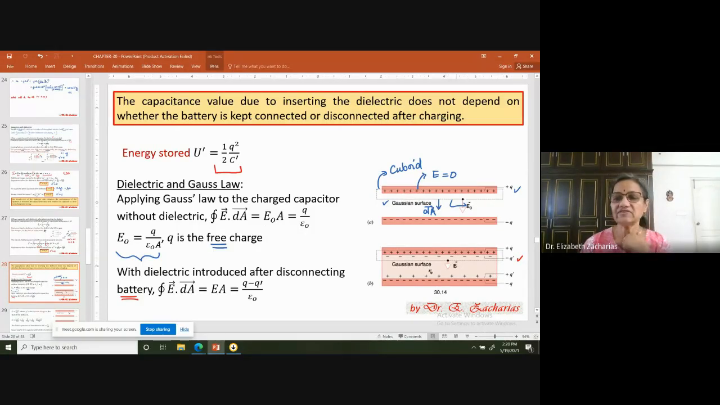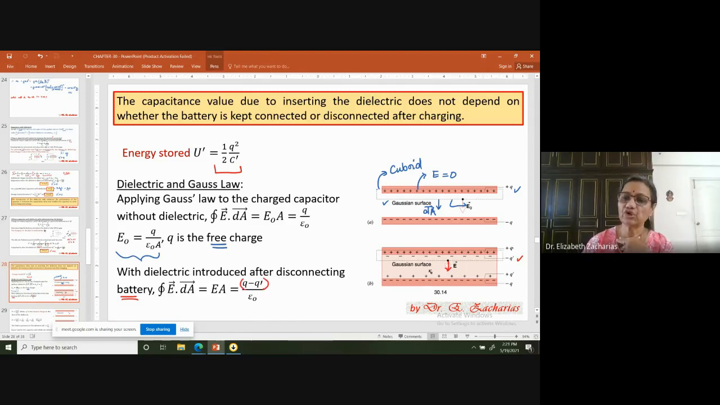Okay, now as a result, what will happen is there will be a polarization field from negative plate to the positive plate. Applied field is from positive plate to the negative plate. Therefore, the net field inside is now just E. It is not E naught, it is just E and it is less than E naught. So now let us apply Gauss law. Okay, when you apply Gauss law now, the net charge inside the Gaussian surface is Q minus Q prime.